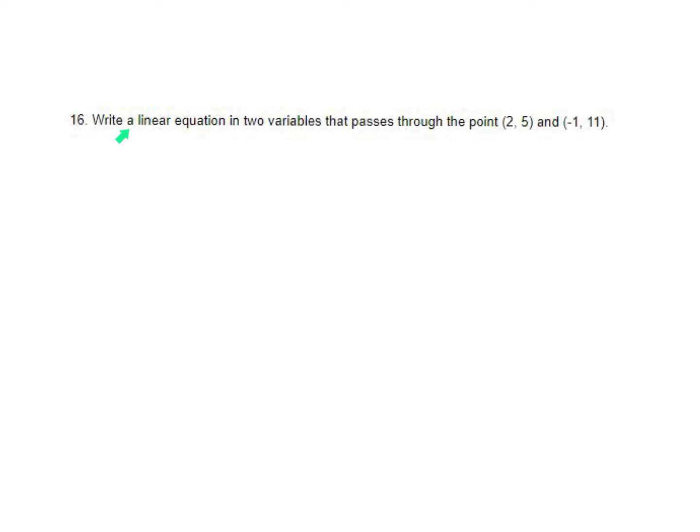Okay, so in this number 16, it says write a linear equation in two variables that passes through the points (2, 5) and (-1, 11). So we have learned that we can write an equation using point-slope form when we have a point and a slope. However, in this one, we're not given a slope, but we are given 2 points. So in order to use the points, we're going to need the slope. And remember that the slope is the change in y over the change in x. One of the strategies we used, again, just like the last problem, is to use stack, slide, subtract.